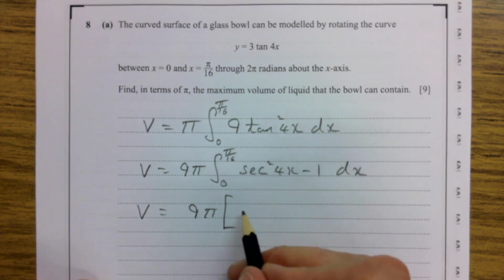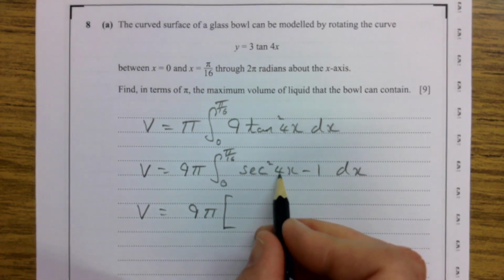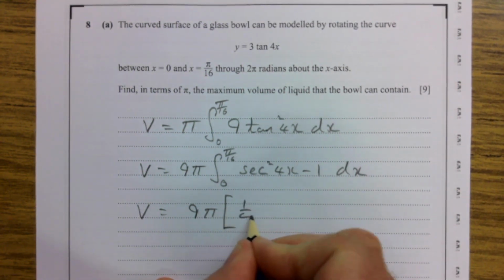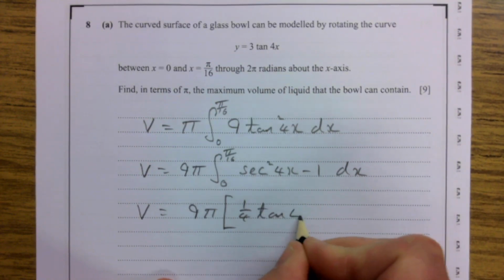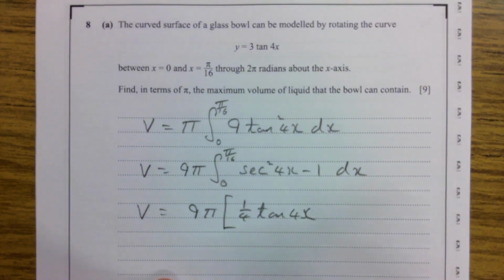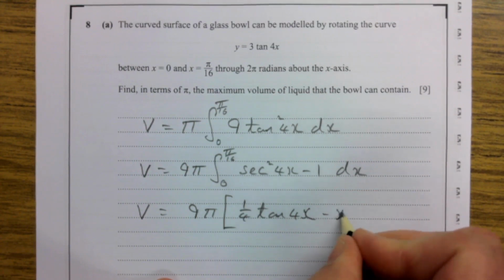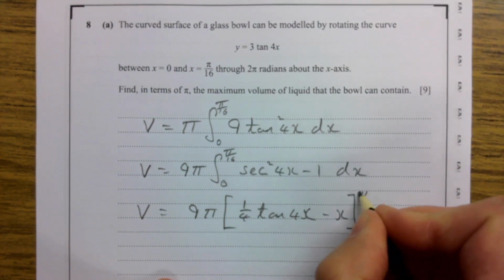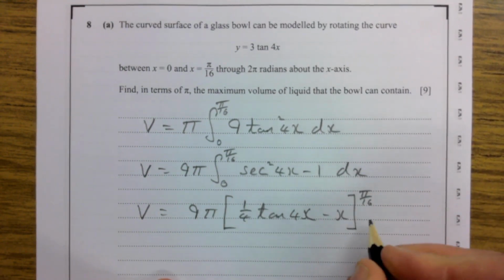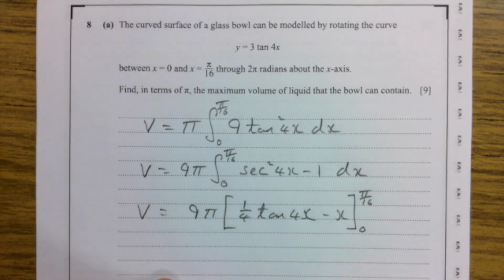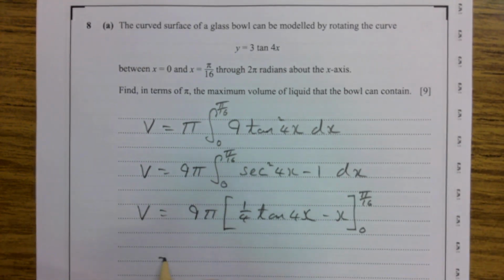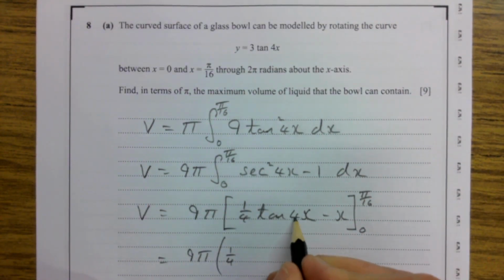So if I integrate sec squared, I get tan, and because it's a 4, it's going to be a quarter tan 4x, and then integrating the 1, it's minus x, and that is between pi over 16 and 0. So that's then going to be 9 pi, and it's going to be a quarter, so that's 4 times pi over 16, so that's pi over 4, and tan pi over 4 then is just going to be 1.